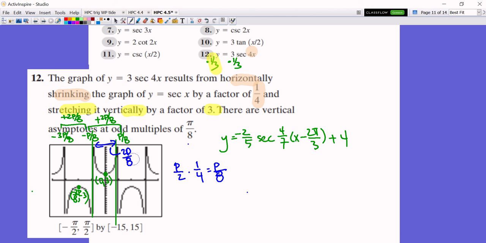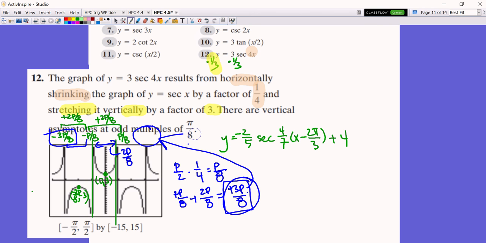So then you would just subtract 2 pi over 8 from minus pi over 8 to get minus 3 pi over 8. So let me just write that down. If you want to get that left vertical asymptote, this one right here, you do that, and that's how I got this. Now if I want to find this, then that's positive pi over 8 right here, plus 2 pi over 8 gives you positive 3 pi over 8. Okay, and this would go here.